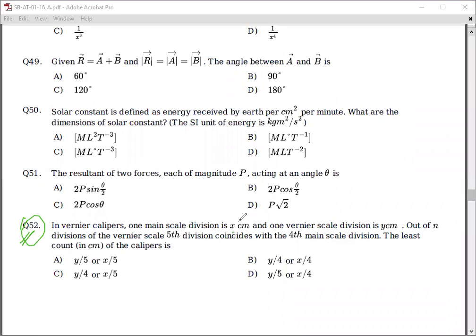Main scale division is x and this vernier scale division is y, right? So least count is equal to main scale division minus vernier scale division. This is how it goes. If you don't know this, leave it, no problem. It's fine.